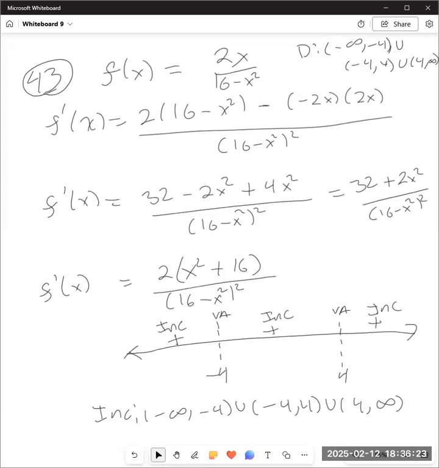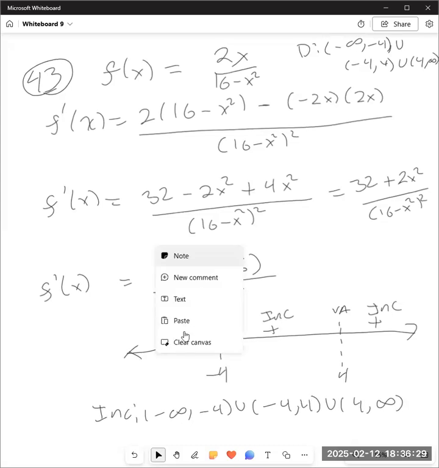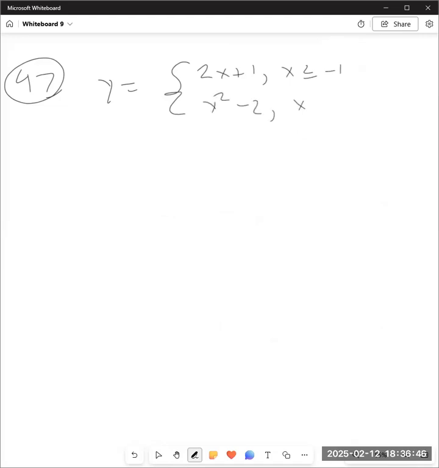Okay, let's wrap up here with number 47. Number 47 is a piecewise defined function. So y is equal to 2x plus 1 for x less than or equal to -1, and x squared minus 2 for x greater than -1. Let's look at that graph. That'll help us figure this out a little bit.